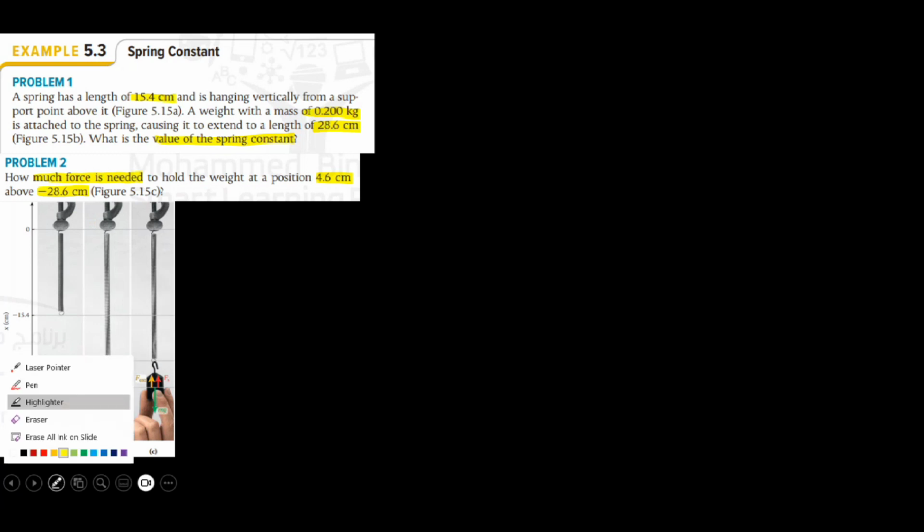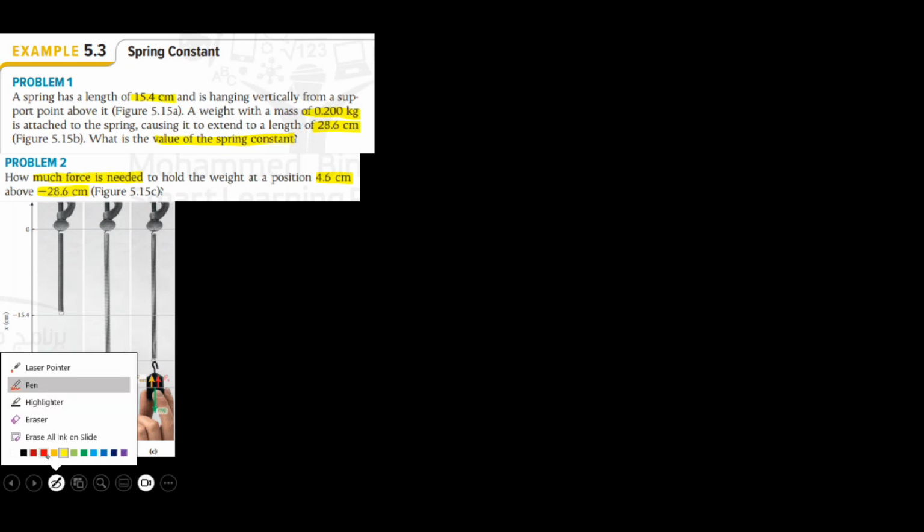The first part of the problem wants me to find the value of the spring constant, and the second part says how much force is needed to hold the weight at a position 4.6 centimeter above negative 28.6 centimeter. So let us discuss what the question has given us.